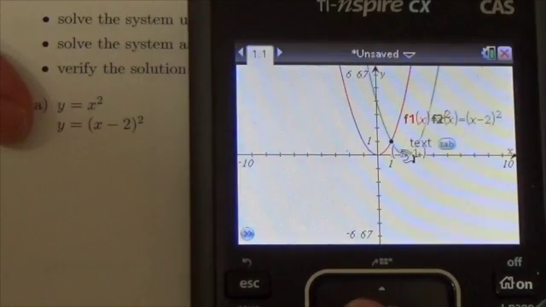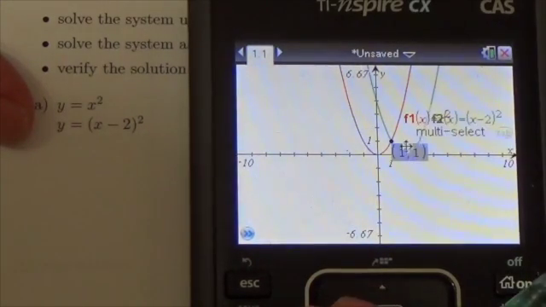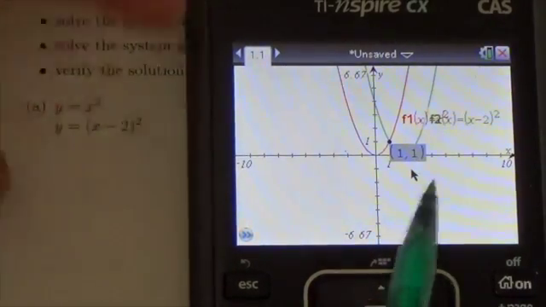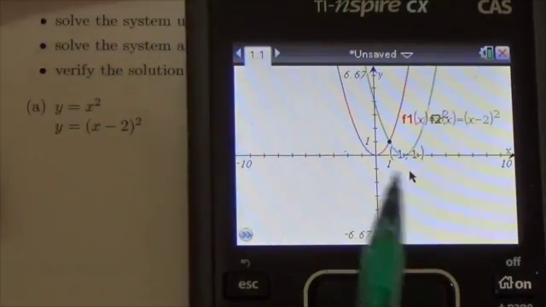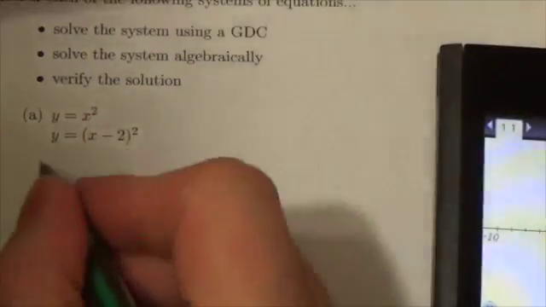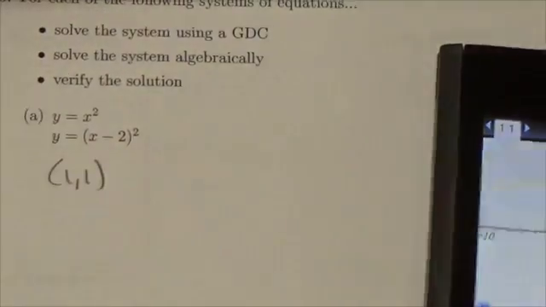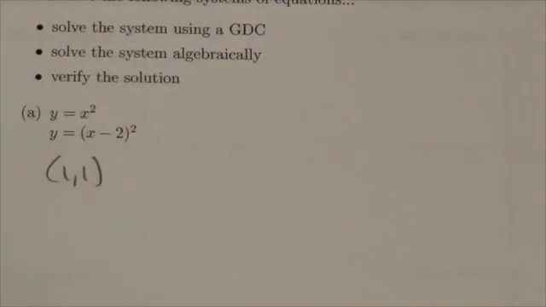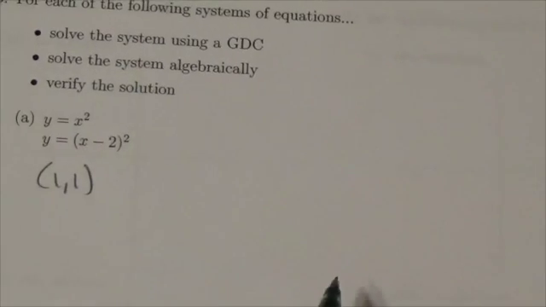I'm just going to grab that and pull it down. Well, I can see it actually right now when it highlighted it, I can see it much more clearly. The point of intersection here is the point (1, 1). So that's what the calculator says. Now, let's solve it algebraically.